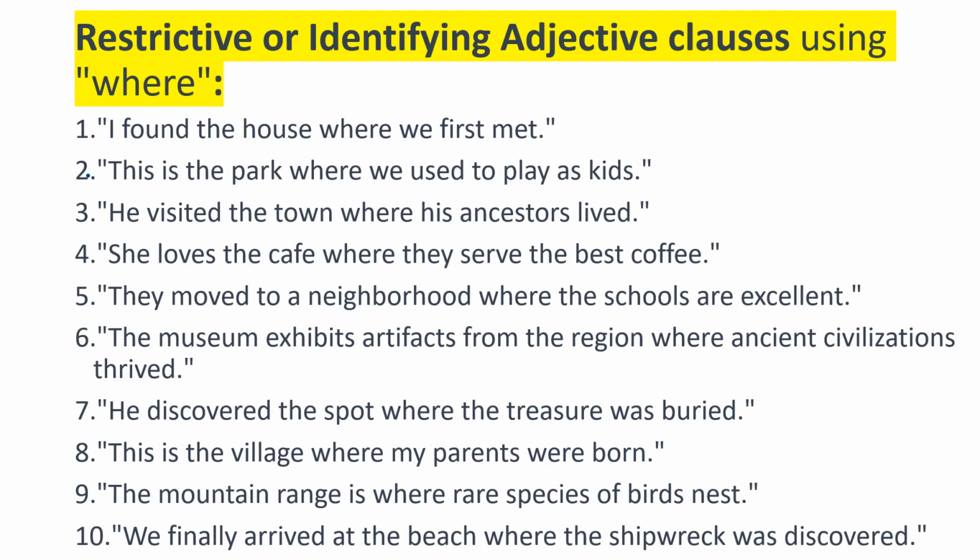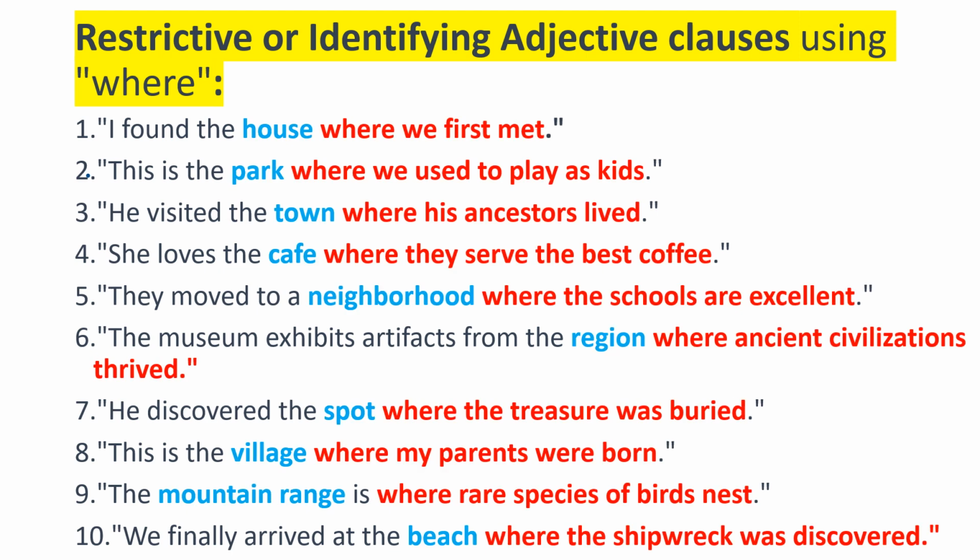Here you can see all the example sentences we have been practicing. You can look for adjective clauses once again and the nouns they are referring to. You can pause the video here and find the answers. I will show you the answers in a moment. I have colored adjective clauses in red and the nouns they are referring to in blue. So please check your answers.